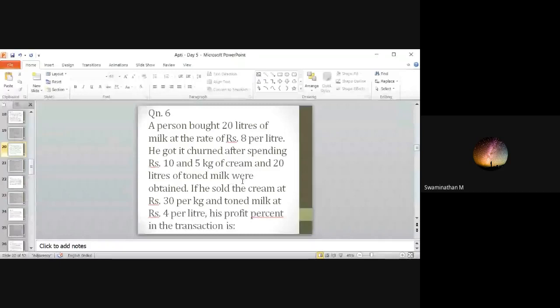5 kg of cream and 20 liters of toned milk were obtained. If he sold the cream at rupees 30 per kg and toned milk at 4 per liter, so the selling price is 4 per liter into 20 liters, 80, and 30 per kg into 5 kg of cream, 150. So you will get 230. So 230 selling price, 170 cost price, and you will find the profit and then the profit percent. I hope it is clear. So we shall move for the next one.